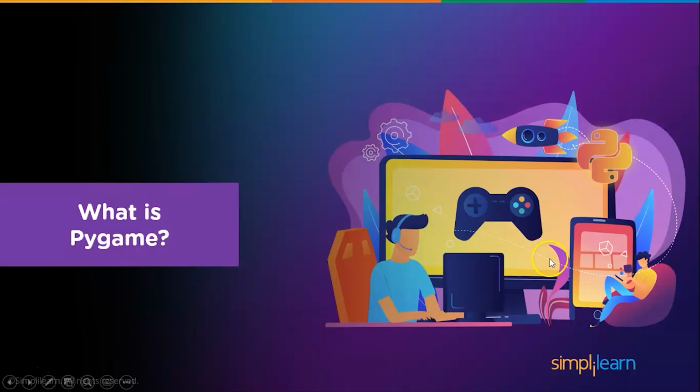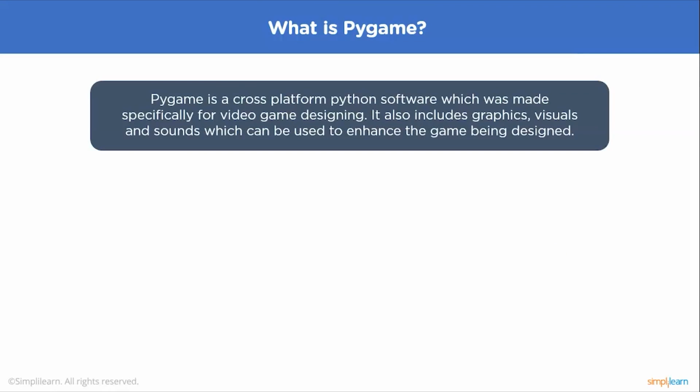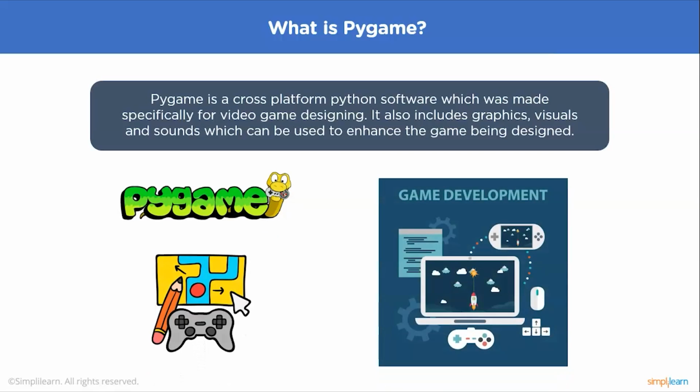So what exactly is Pygame? Pygame is a cross-platform Python software which was made specifically for video game designing. It includes graphics, visuals, and sounds which can be used to enhance the game which is being designed by you. Officially written by Pete Shinners to replace PySDL, Pygame is suitable to create client-side applications that can be potentially wrapped in a standalone executable. To learn Pygame, it is required to have a basic knowledge of Python.